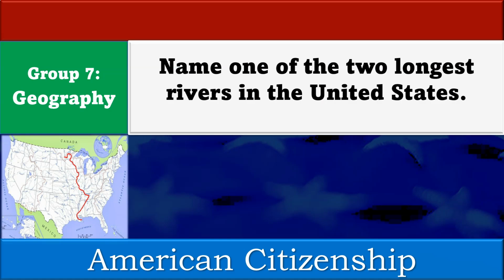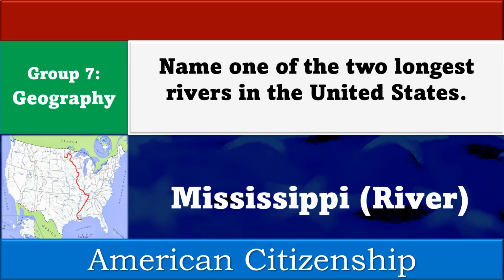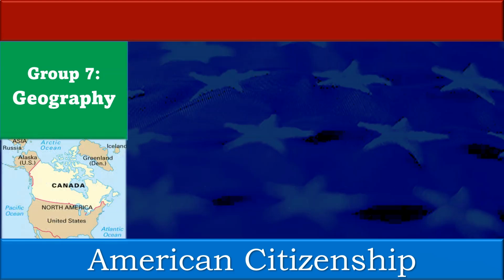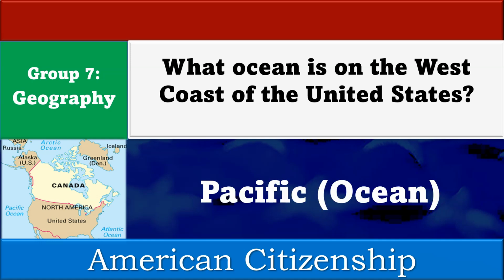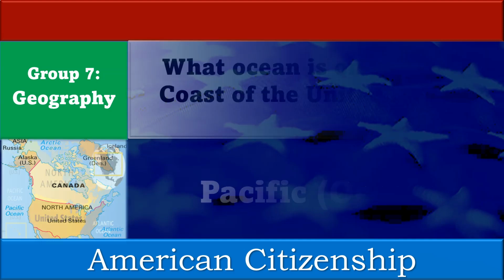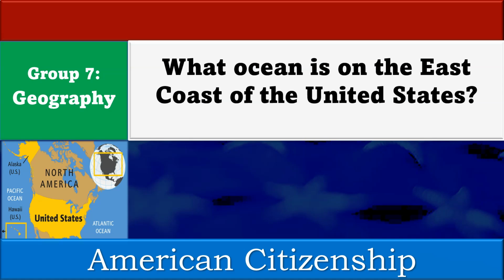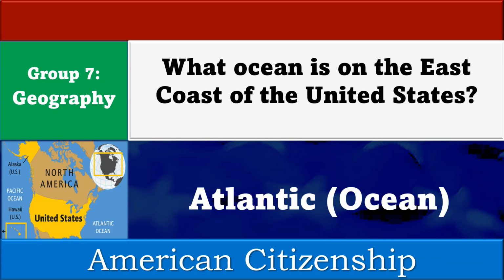Name one of the two longest rivers in the United States. The Mississippi River. What ocean is on the west coast of the United States? The Pacific Ocean. What ocean is on the east coast of the United States? The Atlantic Ocean.